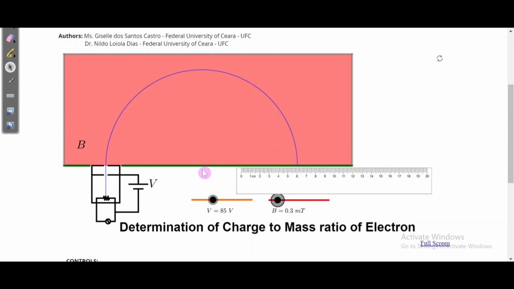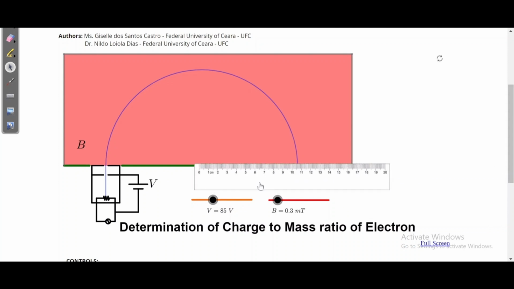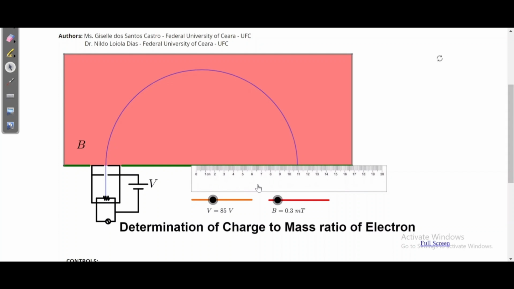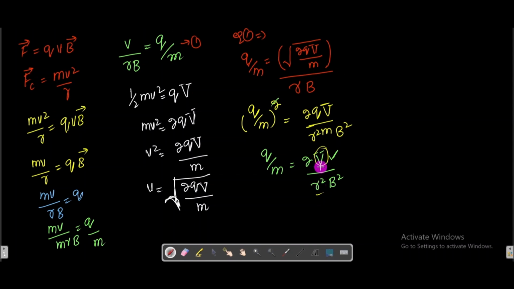So from the center toward this side, we will have the radius, and that radius we can easily determine from this. We have this ruler, and this is about the center of this circle. Then from this center to this side, we have 11 centimeter. So we will find the radius in this way. This was about finding the radius. So here it also becomes known. Now this B has remained.